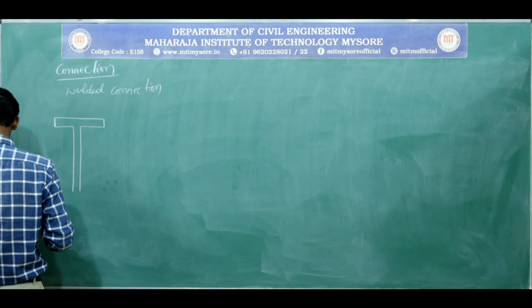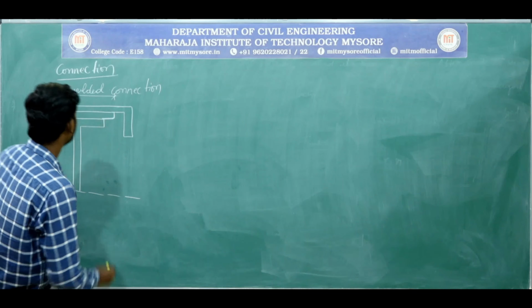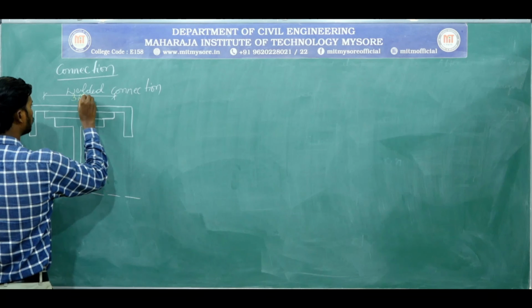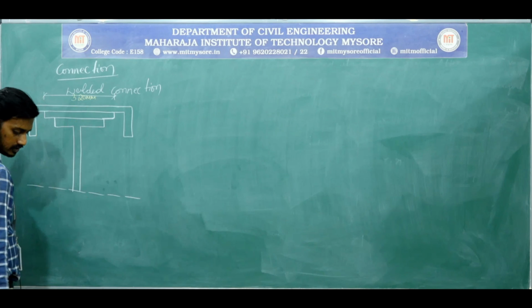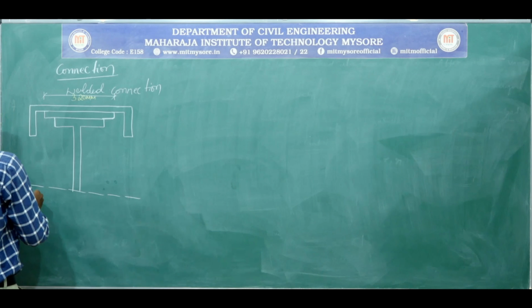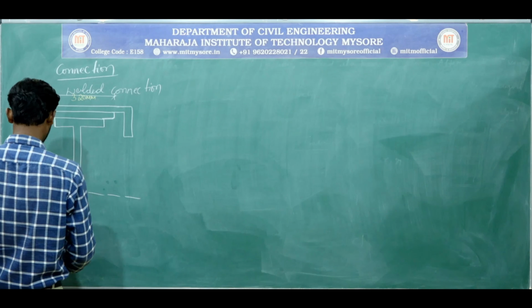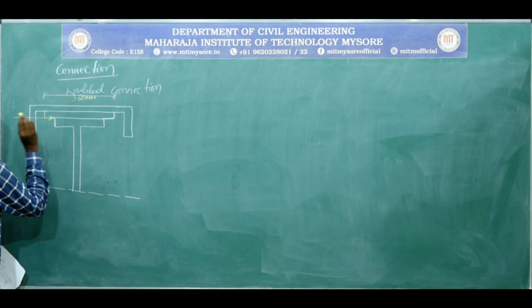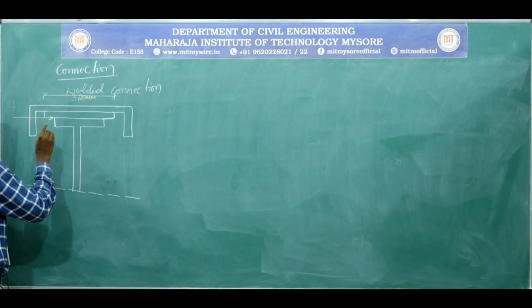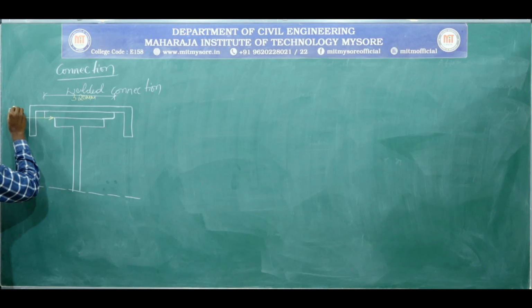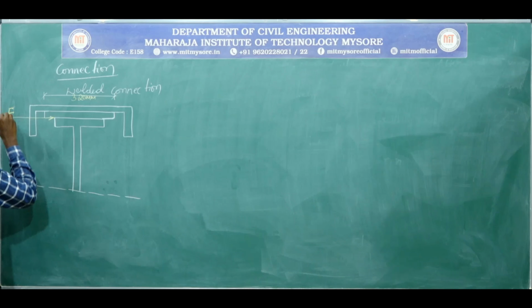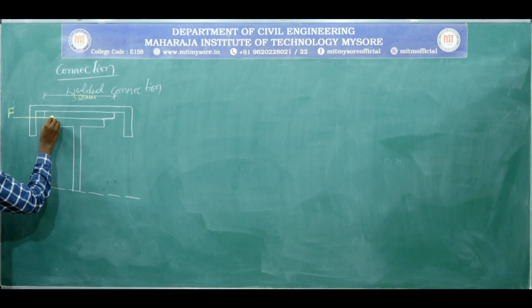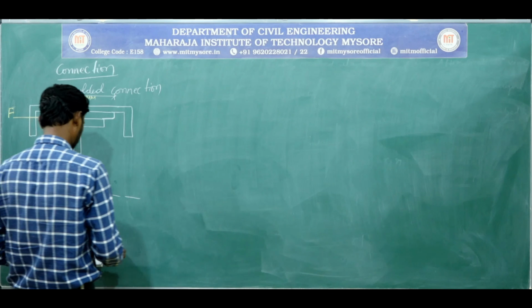So this is 320 mm channel section. So we should consider what is the force coming at this particular joint. Okay, so we should calculate what is the force coming at this particular joint. So how to calculate that force?